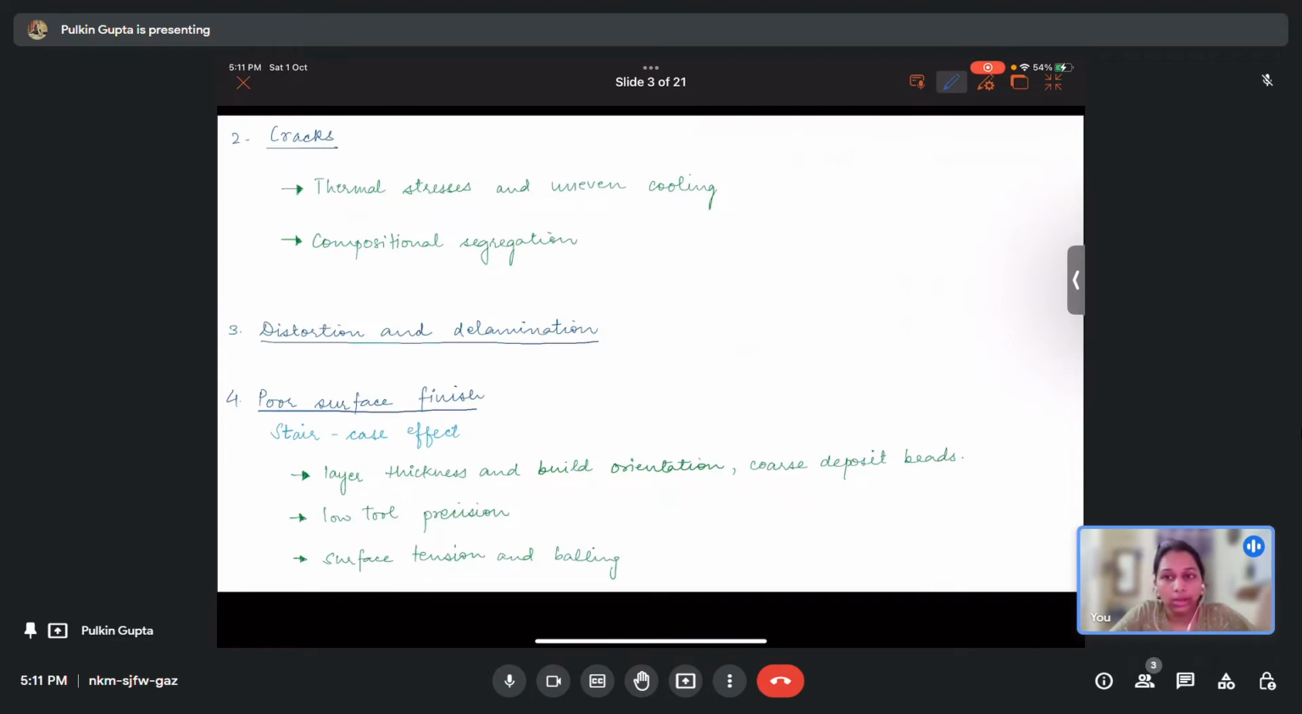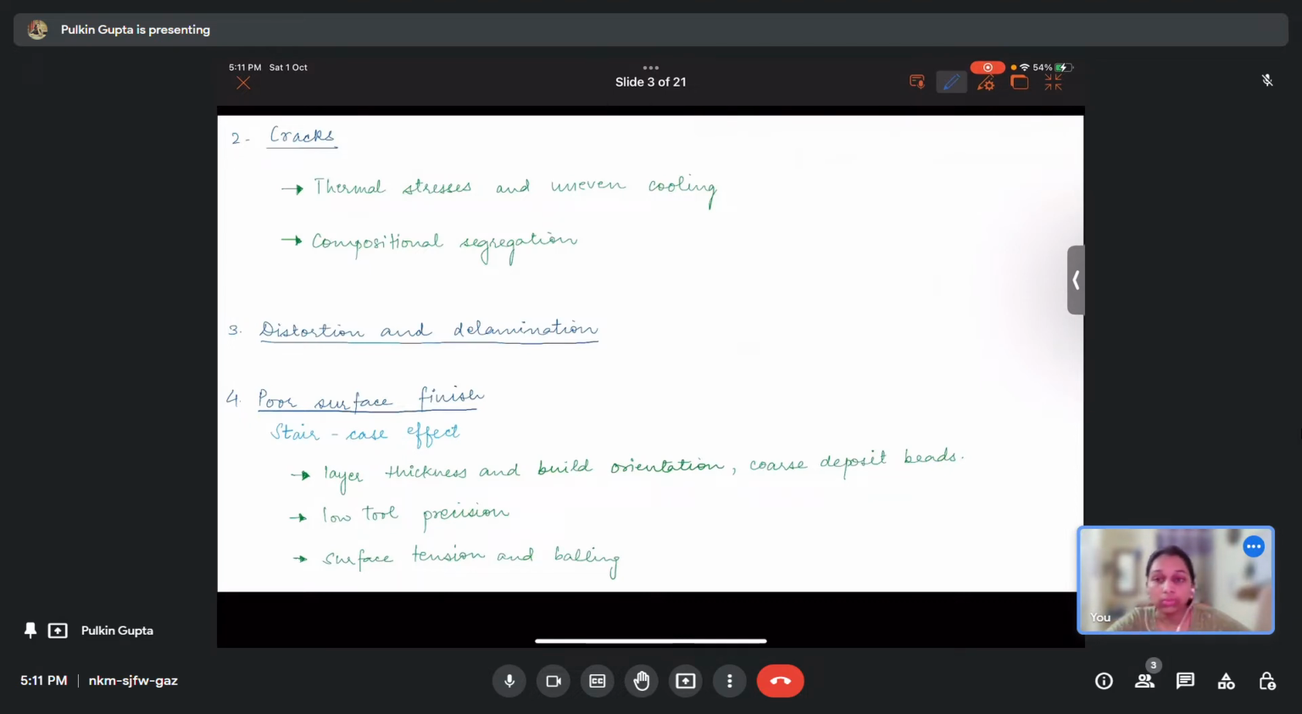Now another kind of defect is cracks. Cracks are a serious problem in a majority of the additive manufacturing processes, and they are formed due to several reasons. One of the major reasons for these cracks is thermal stresses and uneven cooling.